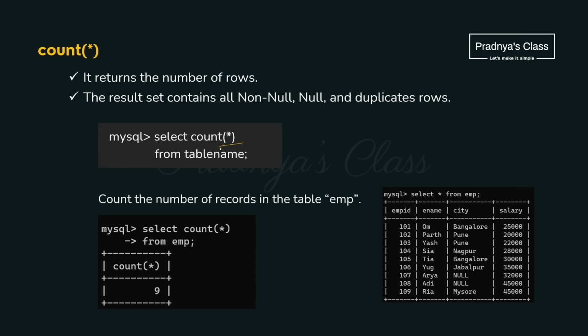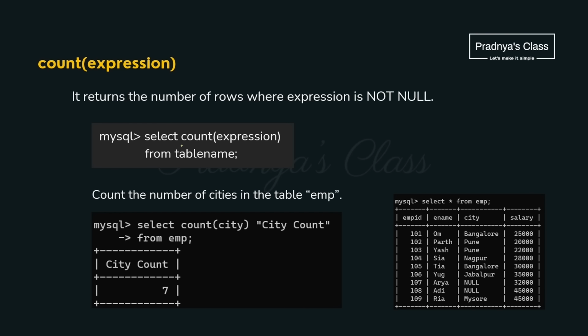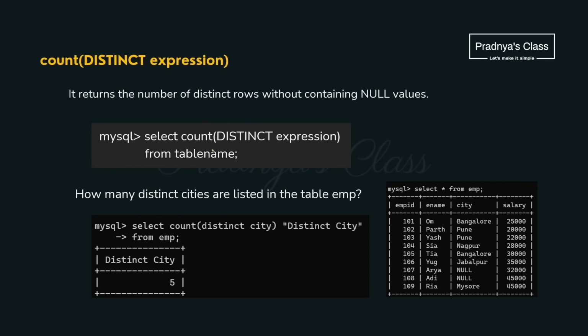So if we are writing count star, it will consider everything. It means it will consider null, it will consider duplicates. Here is the second variation of count, count expression. Look at the example. We are applying count on city. We got the output as 7 because in this case the null entries are not considered. And here is the third variation. We are counting the city with the distinct clause. So it will not consider the null, and it will not consider the duplicate values. That's why the output is 5.